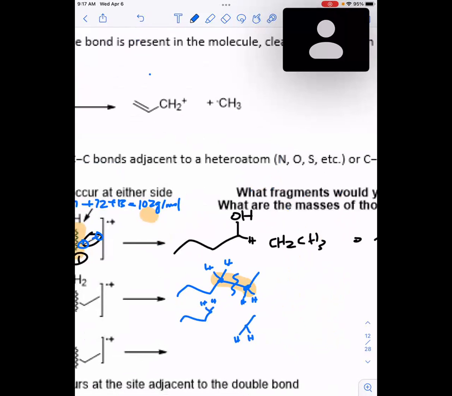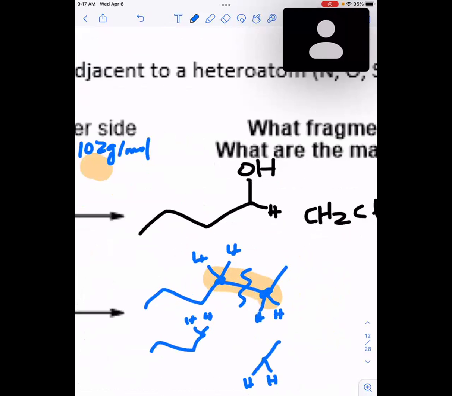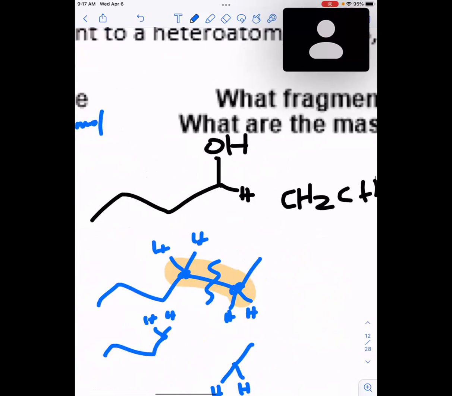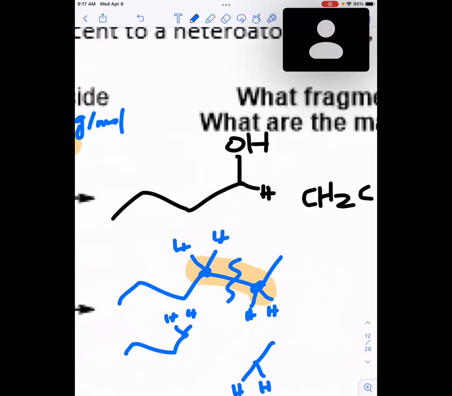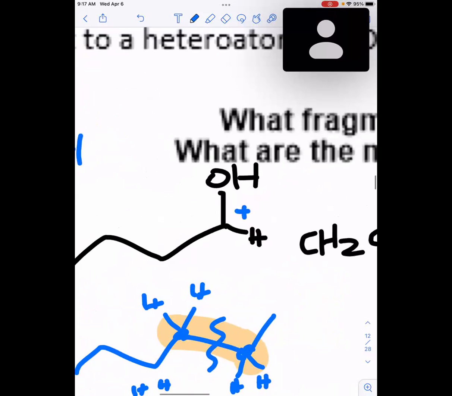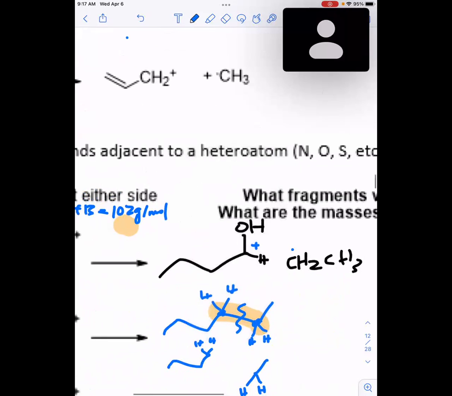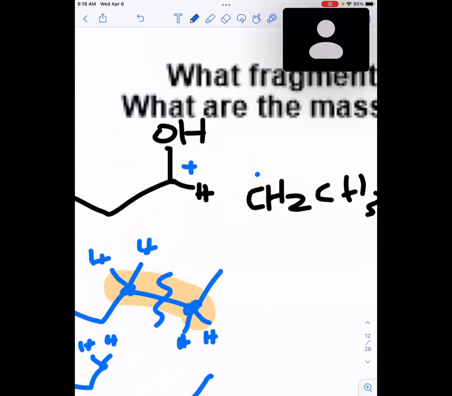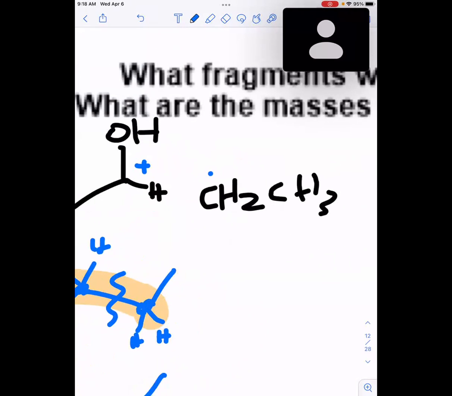It does. Thank you. Mm-hmm. So let's see what we have over here. Let's pick one and make it a cation. So we'll make this one the cation, and then we'll make that the radical. And in doing that, now we need to figure out what the masses are. So this is CH2, CH3. So that's 14 and 15. So that's 29 grams per mole.